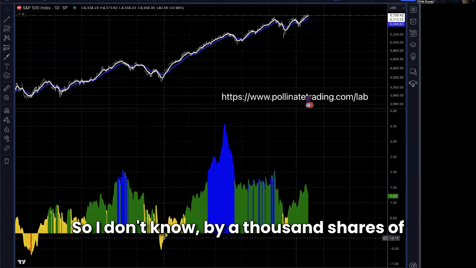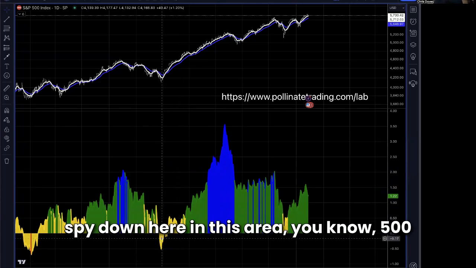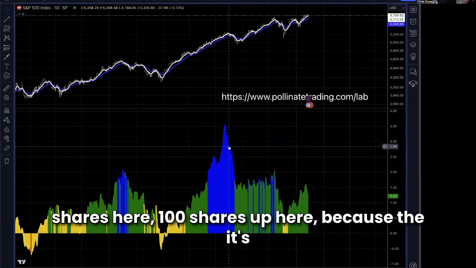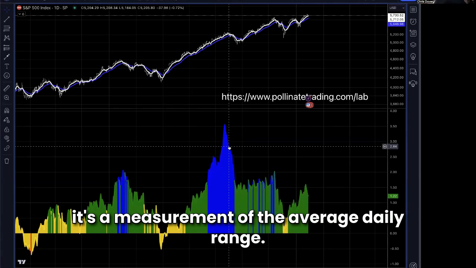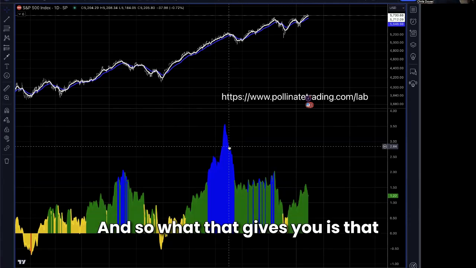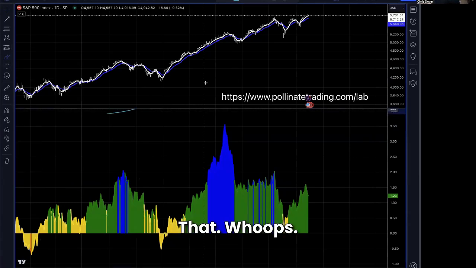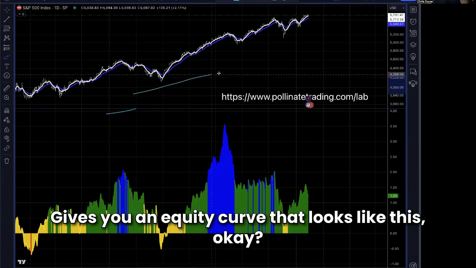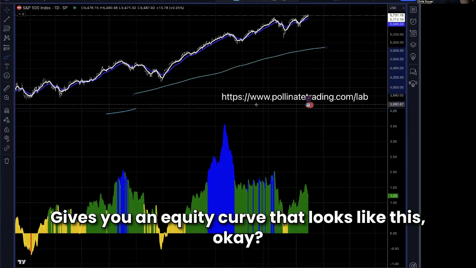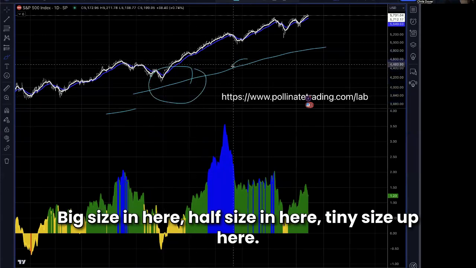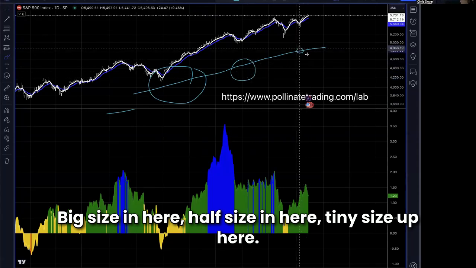Okay. So I don't know, buy 1,000 shares of SPY down here in this area, 500 shares here, 100 shares up here, because it's a measurement of the average daily range. And so what that gives you is, where is it here? Gives you an equity curve that looks like this. Okay. Because you are big size in here, half size in here, tiny size up here.